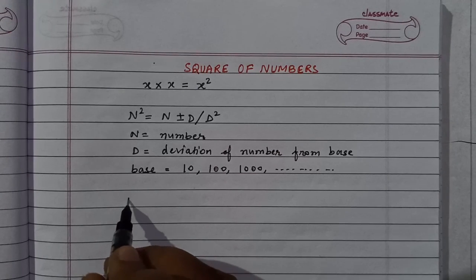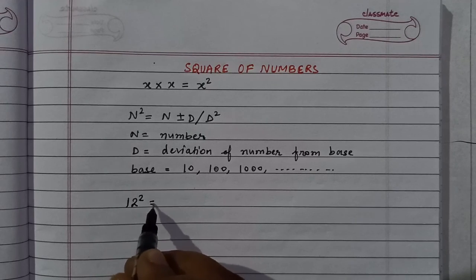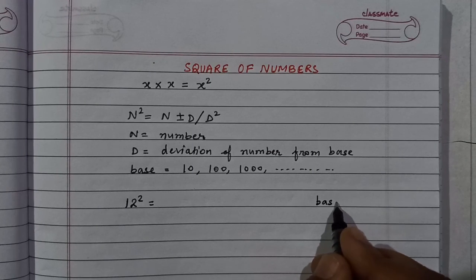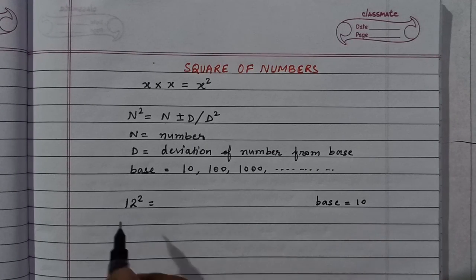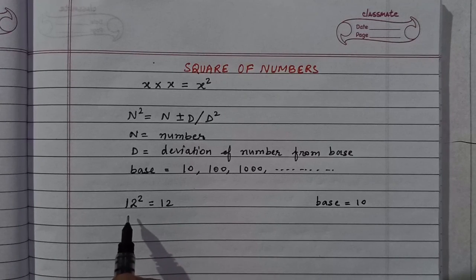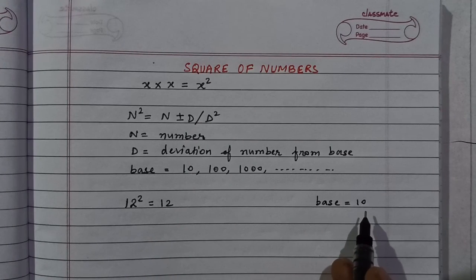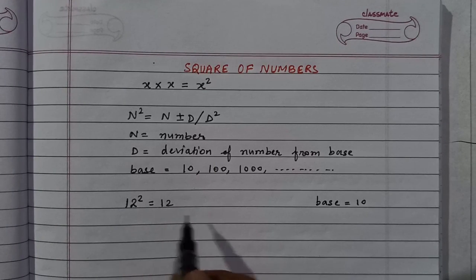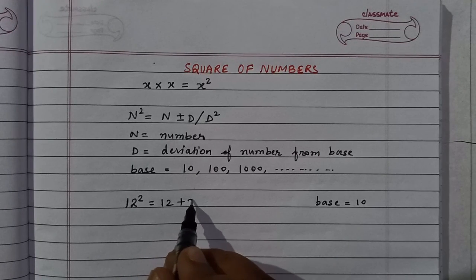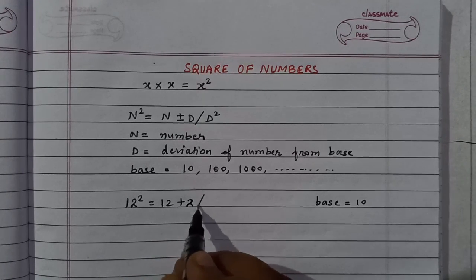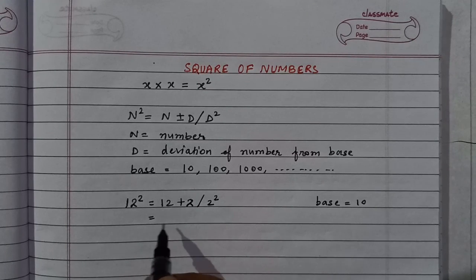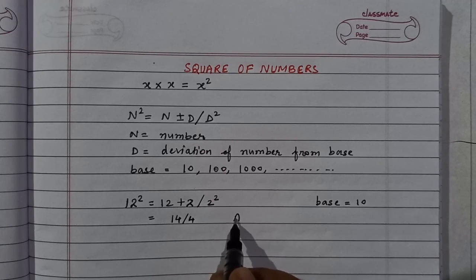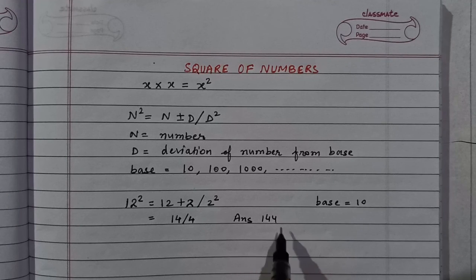Now, 12 square. 12 is closer to 10, so base is 10. Number is 12. Deviation 12 minus 10 is 2. We take the plus sign because 12 is greater than 10. Number plus deviation 2, 2 square. 12 plus 2 is 14, and 2 square is 4. Answer is 144.